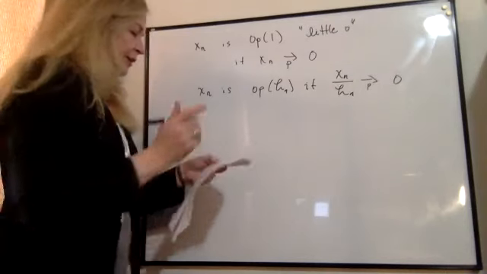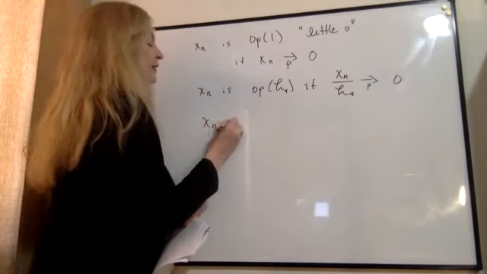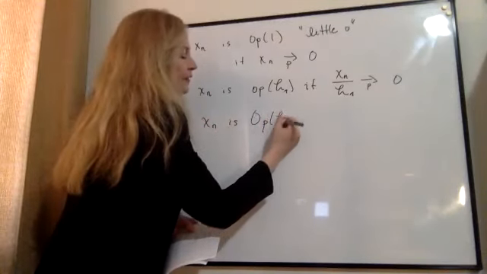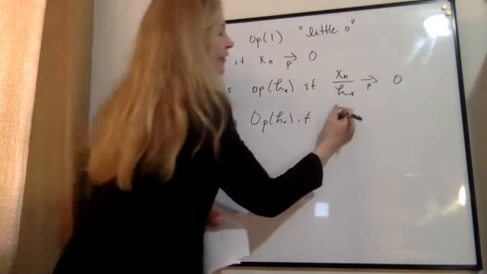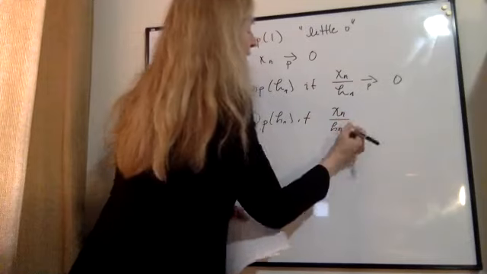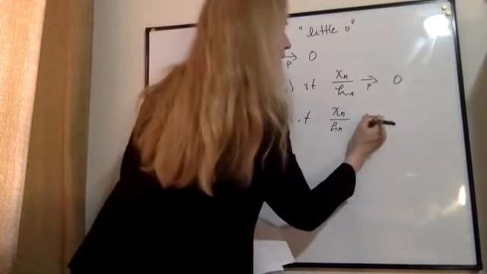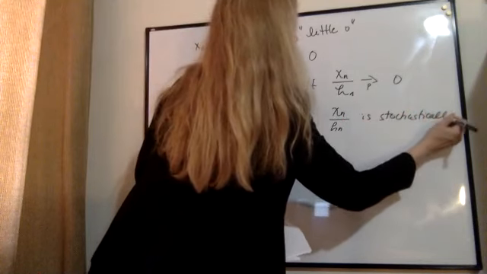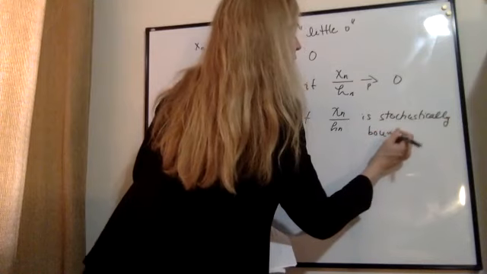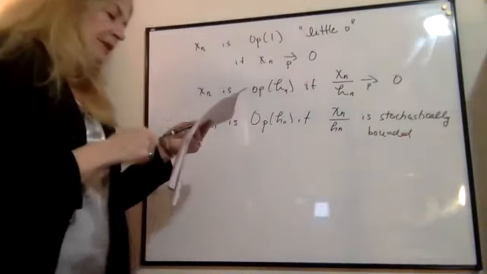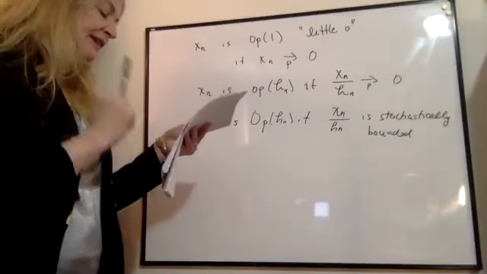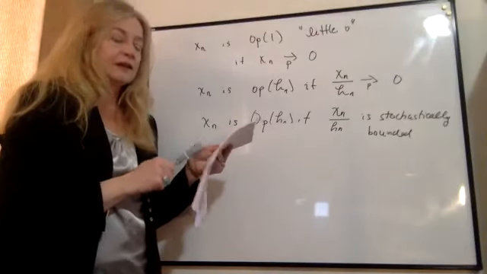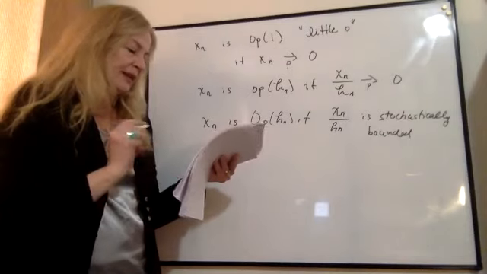Okay, and then there's one other one. We're just going to use this notation a little bit. You say x_n is big O_p of h_n if x_n over h_n is stochastically bounded, so it's not going to infinity. Mainly we're going to use the little o notation. I noticed there were a couple of typos in the notes where it says big O and it should have been little o. So I am going to upload a new version to correct it.